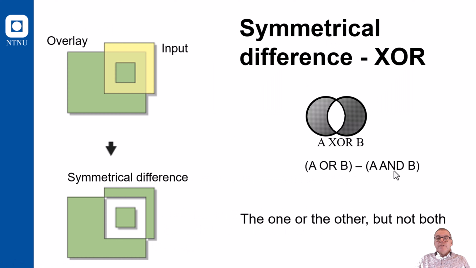Then the symmetrical difference, or the exclusive OR, the one or the other, but not both. Here we are excluding the area which the 2 sets have in common. So you can have an input layer and an overlay layer, and the part which these 2 layers have in common is excluded from the results.